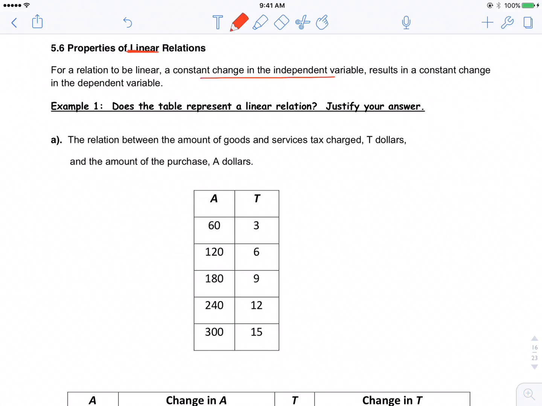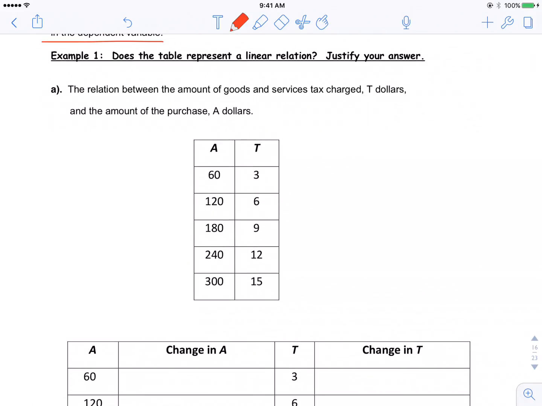So when we look at the values that we're going to be inputting and the values that come out, they have to change constantly, which means there's a constant difference between each of the values. Okay? So example 1: does the table represent a linear relation? Justify your answer. A relation between the amount of goods and services taxed, or tax charged, T dollars, and the amount of the purchase, A dollars. Here our independent variable is A dollars, the amount of the purchase, and our dependent variable is the amount of tax, both in dollars.